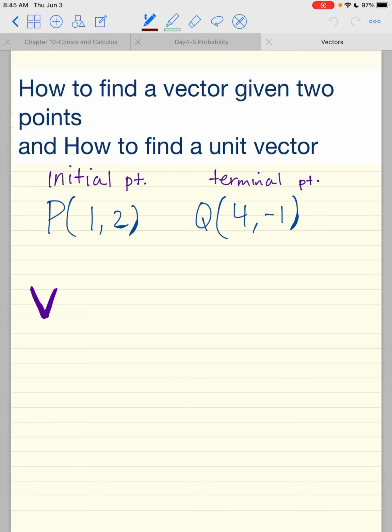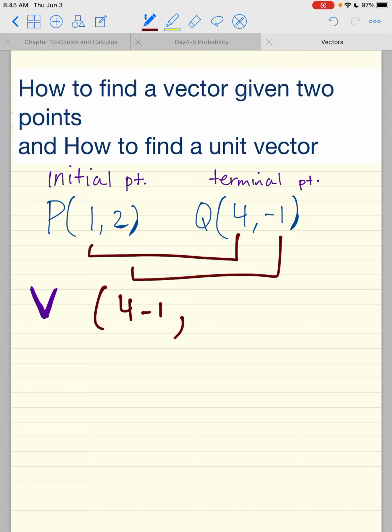Hey guys, welcome back. In this video, I'm going to teach you how to find a vector given 2 points and how to find a unit vector. First, let's give ourselves 2 points. The point P, (1, 2), which I'll call the initial point, and the point Q, (4, -1), which I'll call the terminal point. In order to find the vector, you have to do the terminal point minus the initial point. So what we're going to do here is say 4 minus 1 and -1 minus 2.